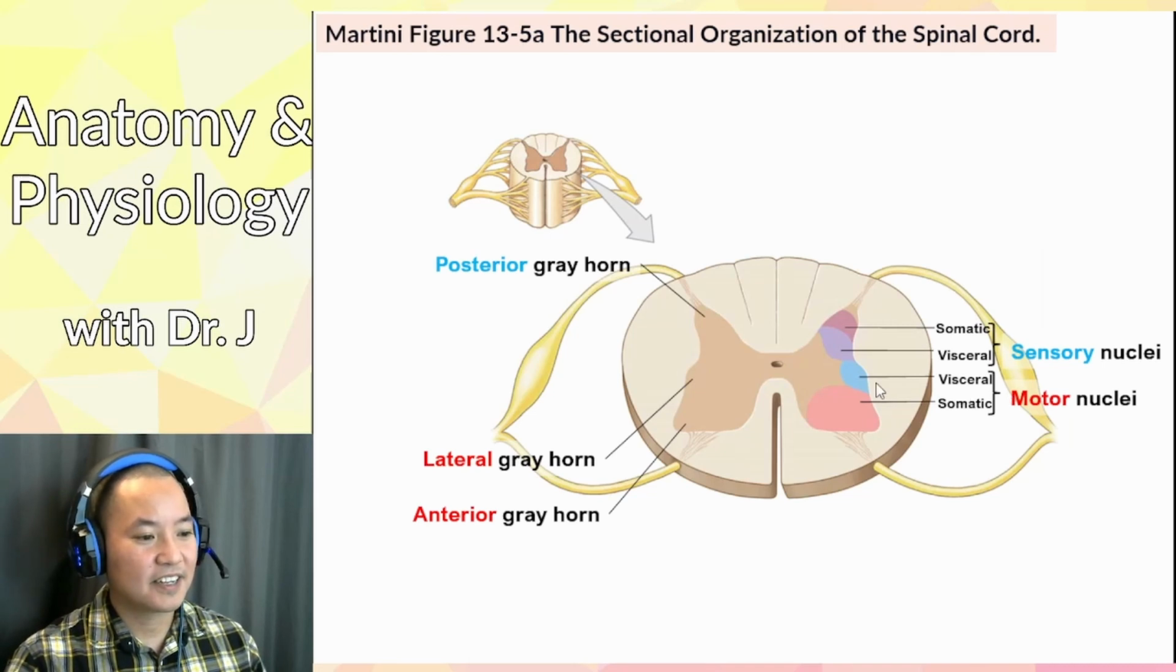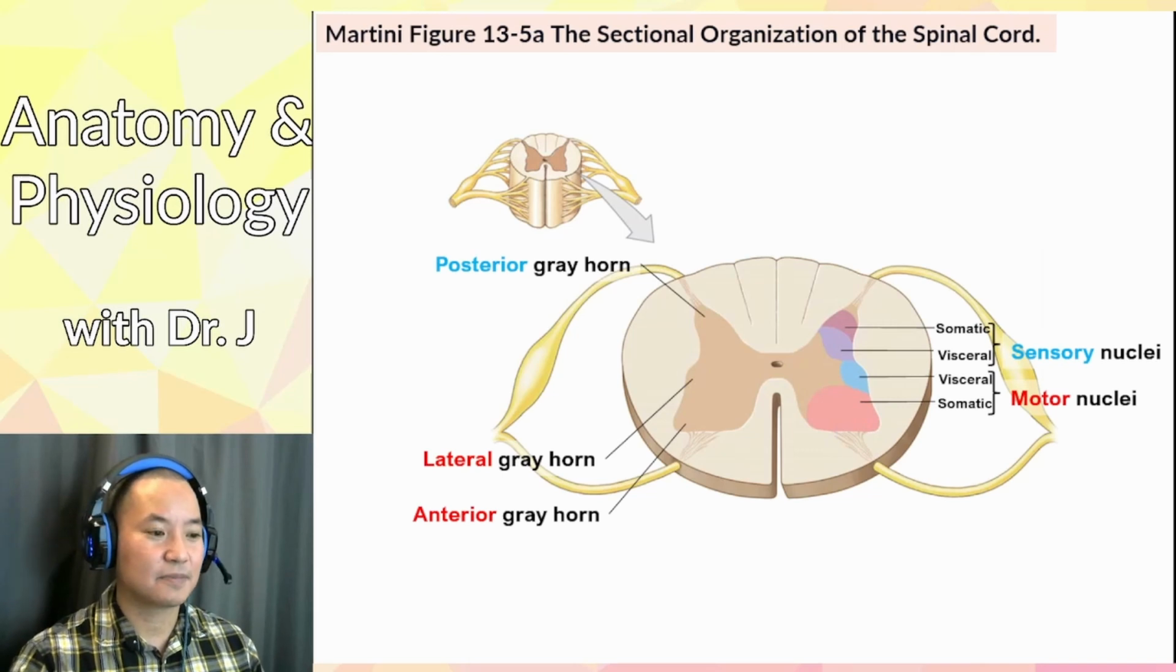Now, motor nuclei, so these are the ones that are going to carry out commands. These are your efferent signals. So these are signals going from your central nervous system, whether it's directly from the spinal cord or from your brain. And somatic, this is the one that innervates your skeletal muscles. So typically these follow the ventral path. And these are the visceral commands, so in this lateral gray horn. So basically the nuclei here are going to send signals that tell your organs what to do.